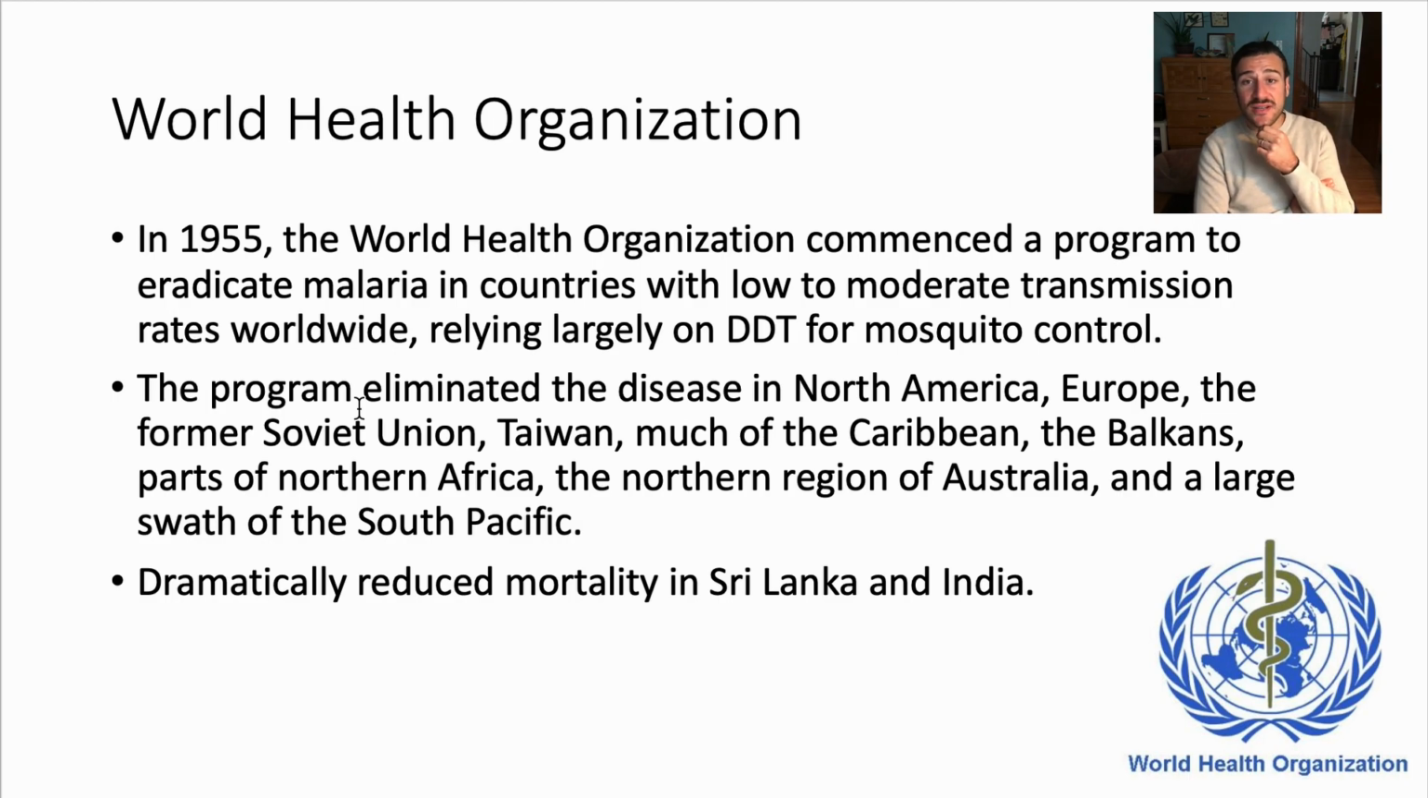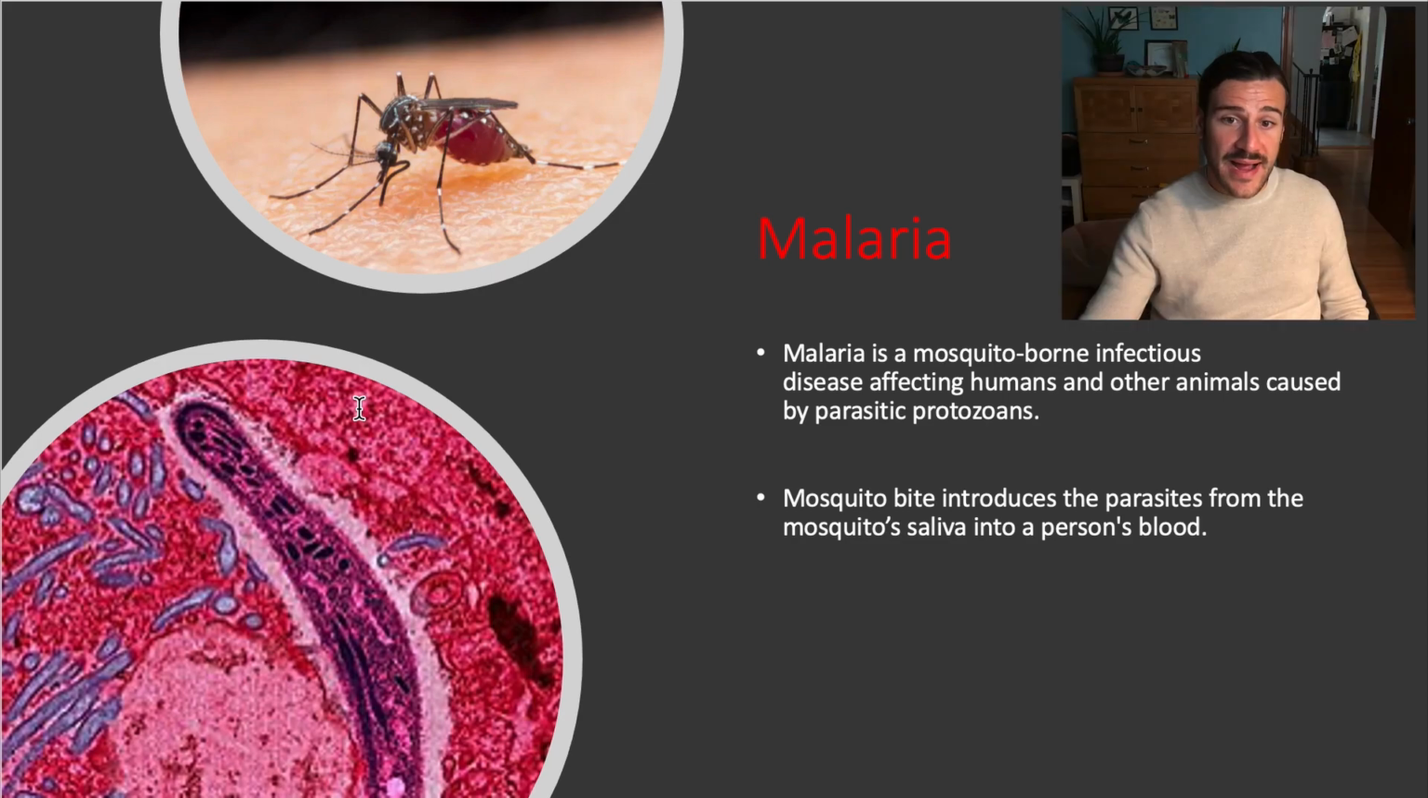But DDT, it actually did do a really good job in eliminating the disease in North America, Europe, the former Soviet Union, Taiwan, much of the Caribbean, the Balkans, parts of North Africa, the northern region of Australia, and a large swath of the South Pacific. It also dramatically reduced mortality in Sri Lanka and India. So another huge positive. Yes, it's reducing herbivory in crops, but it's also really reducing the spread of this really harmful disease that is vectored by mosquitoes.